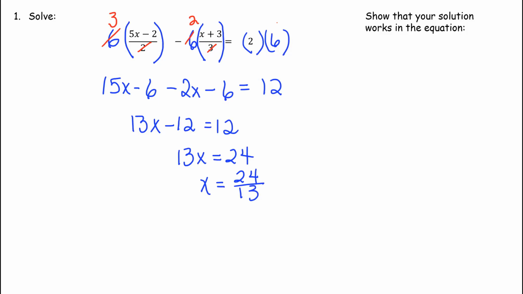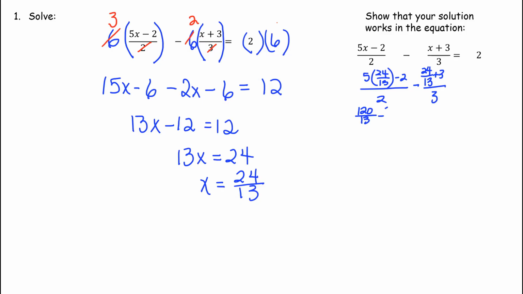All right, so now we are supposed to show that this works in the original equation, which is this. So this is the original equation. I'm just going to take 24/13 and put it in for x everywhere I see an x. So 5 times 24/13 minus 2 over 2 minus 24/13 plus 3 over 3, and that equals 2. But, well, we hope it equals 2. We're going to find out if it equals 2.